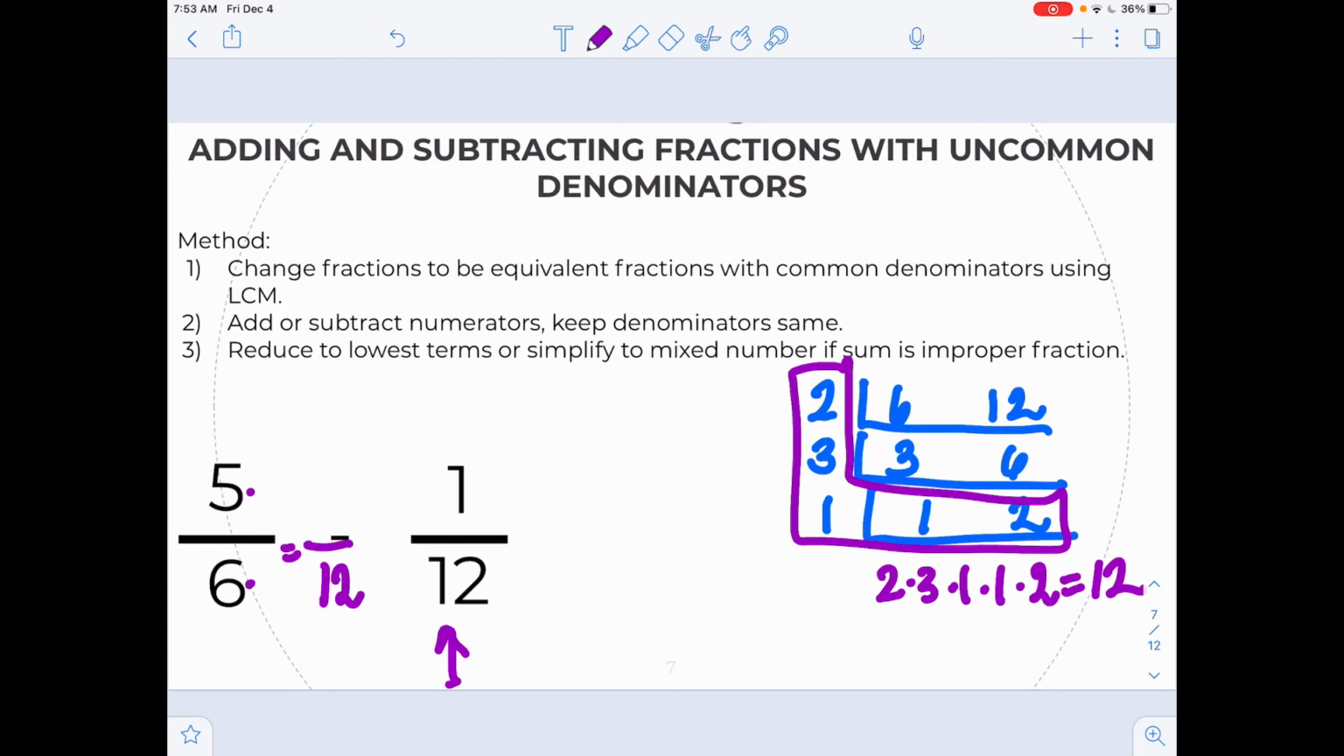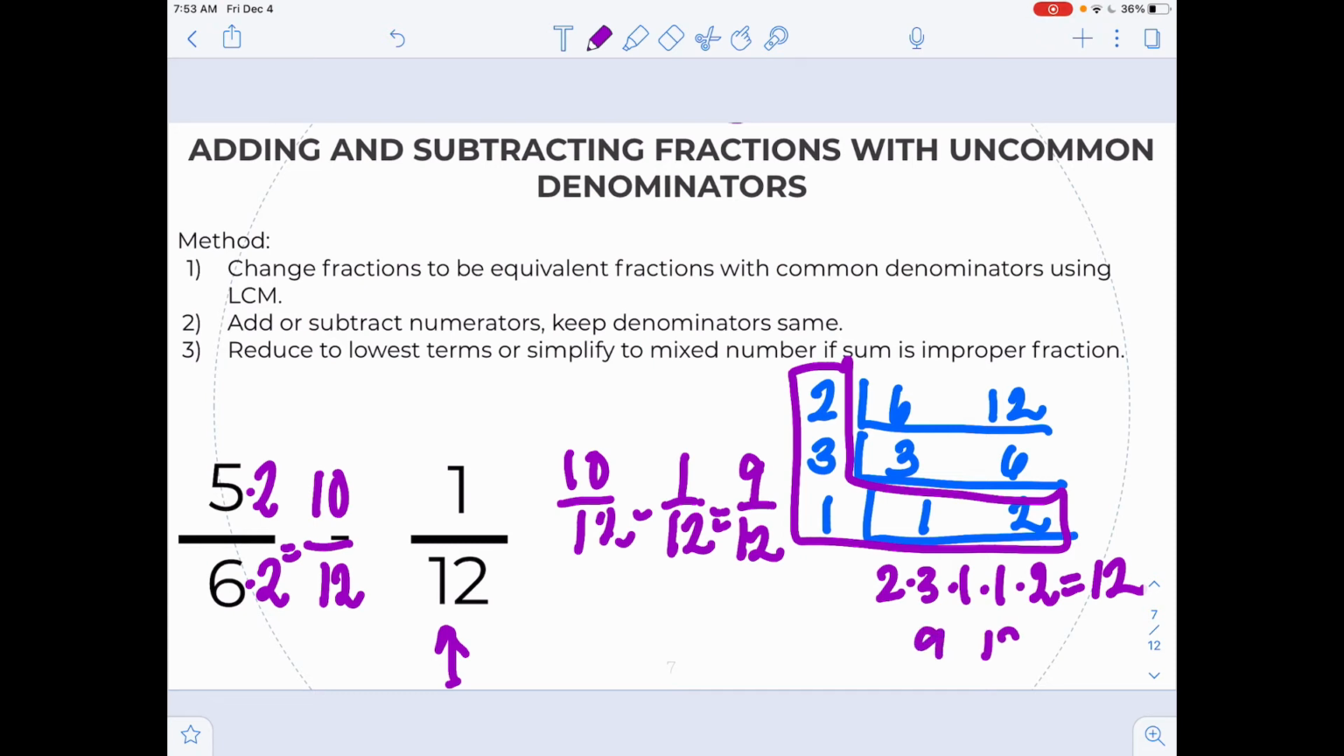So I think, what can I multiply 6 by to get 12? Well, that's 2, and I would multiply the numerator by that. So I have 10/12 minus 1/12. Well, that's 9/12. Then I want to check to see if that's in lowest terms.